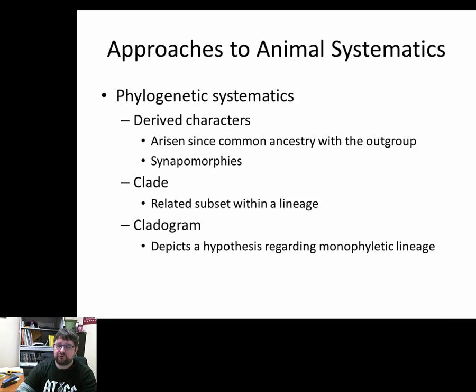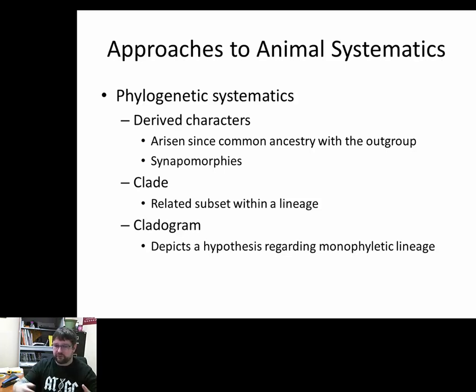Now, one of the main differences between a phylogenetic tree and, say, a cladogram, is that a cladogram will often depict a hypothesis, or a hypothetical grouping, based on a monophyletic lineage. This is what this grouping looks like. Now, the hypothesis can be well supported, or in many cases, like hypotheses for research studies, it will be rejected. It's not sound enough. There's not enough evidence for it, and it would be rejected.